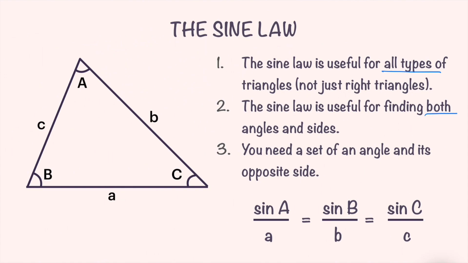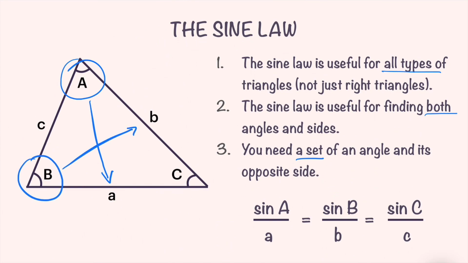and sides. However, there is a condition for using this law, and that is you always need a set of an angle and its opposite side. If you look at the triangle on the left, you can see that the side is labeled according to the angles that it is the opposite of. For example, opposite side of the angle A is labeled as side A, and opposite side of the angle B is labeled as B, and opposite side of the angle C is labeled as the side C.